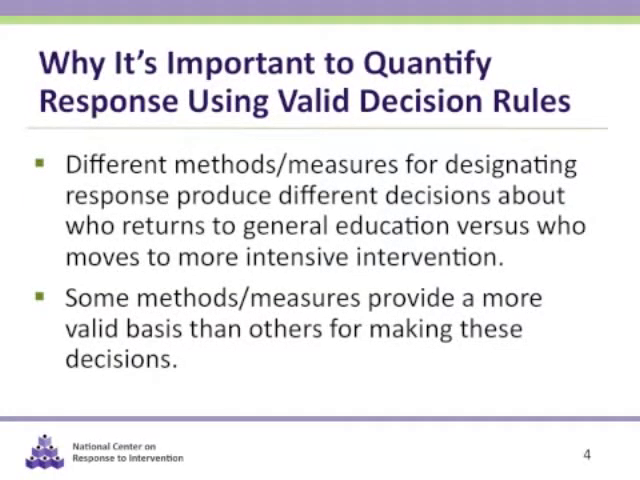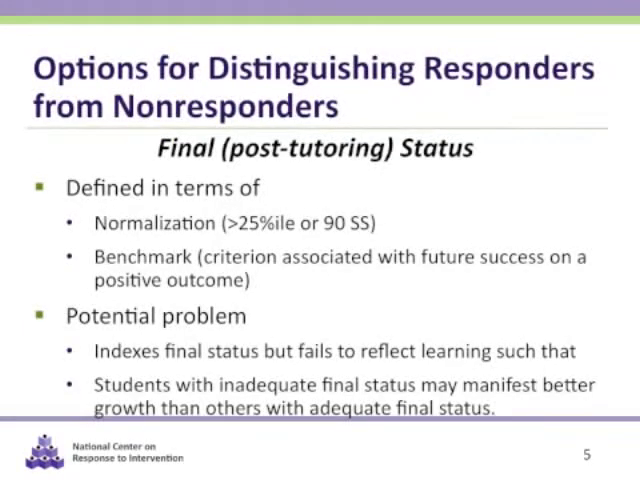Another reason why it's important to quantify response using valid decision rules is that research shows us that different methods and measures for designating response produce different decisions about who returns to general education versus who moves on to more intensive intervention. And in a related way, some methods and measures provide a more valid basis than others for making these decisions. So let's talk for a few minutes about what some options are for distinguishing responders from non-responders.